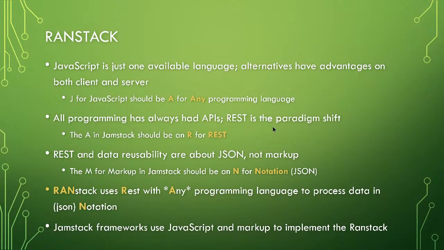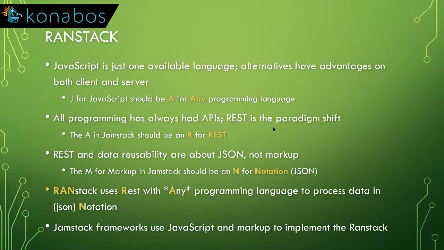So REST is the real paradigm shift, and let's highlight that by using an R for REST instead of an A for APIs. In these architectures, it seems like modern developers just assume that API means REST API, and historically API has always meant native API. So I think it's important to differentiate. REST and data reusability are really about JSON, not markup. So why do we put M for markup if what we're really talking about is N for notation, which is JSON? So the RAN stack uses REST with any programming language to process data in JSON notation.